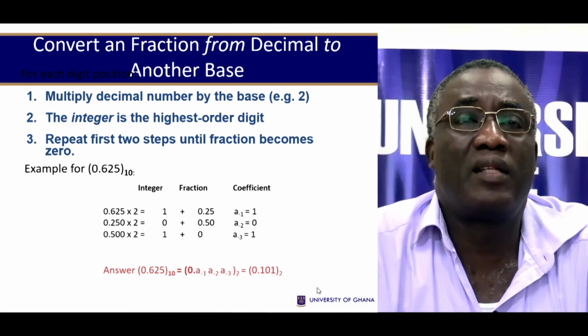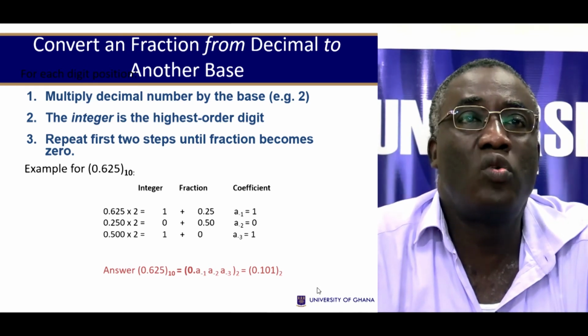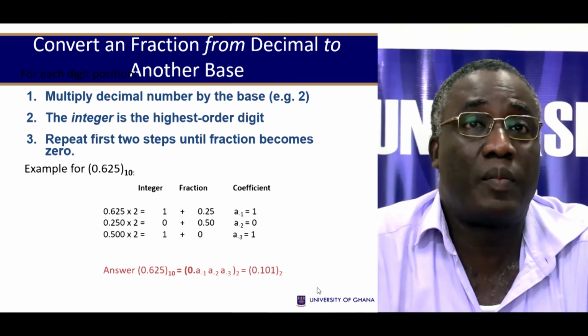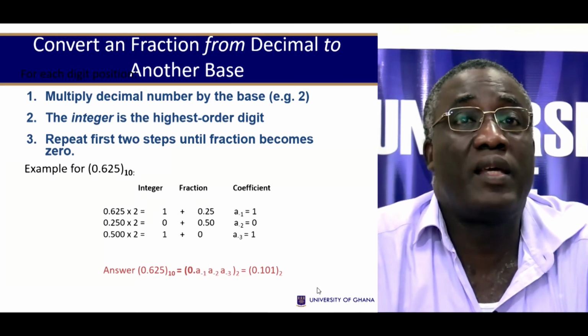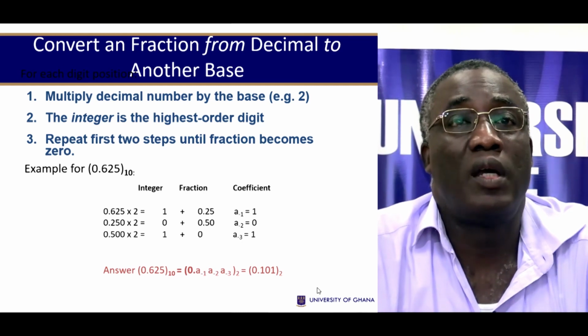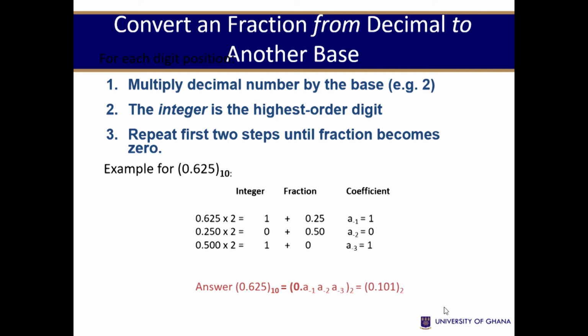So if you multiply 0.625 by 2, that gives you 1.25. So the 1 becomes your integer part. Then the fractional part, you again multiply that by 2, and then you get 0.50, and you multiply again by 2, and you get 1.0. So in the order in which you got them, that gives you 0.101.